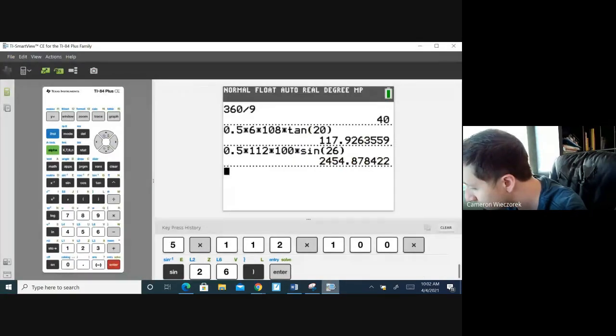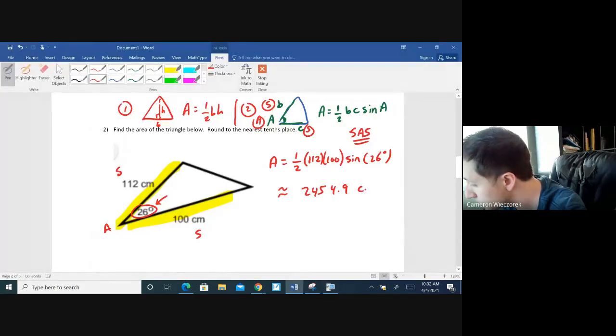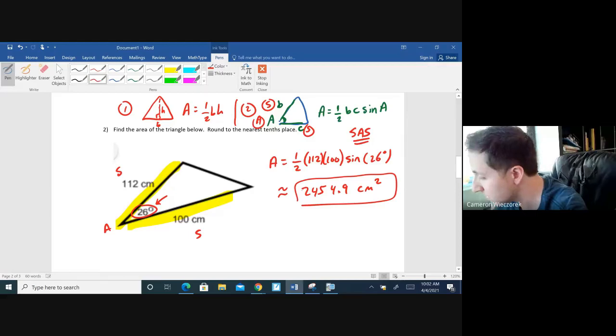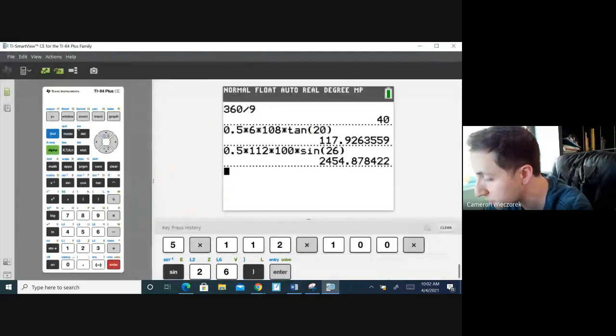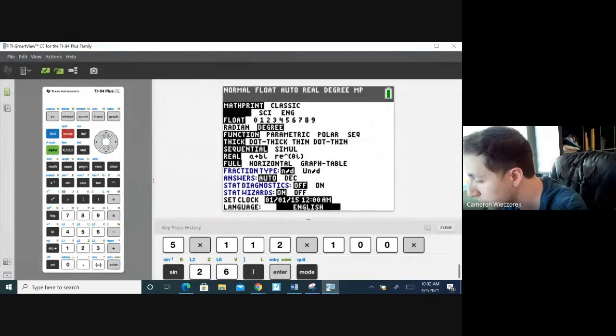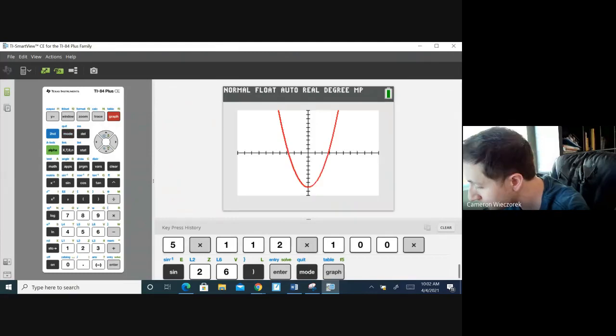2454.9. And did we have units? Let's see, centimeters. So this would be centimeters squared since it's an area. It's 2-dimensional. Okay. If you didn't get this, there's a good chance your calculator might be in radians. So just remember, you can always go and switch the mode by hitting the mode button, go down to the 4th row and make sure degree is highlighted, and that should fix the issue.